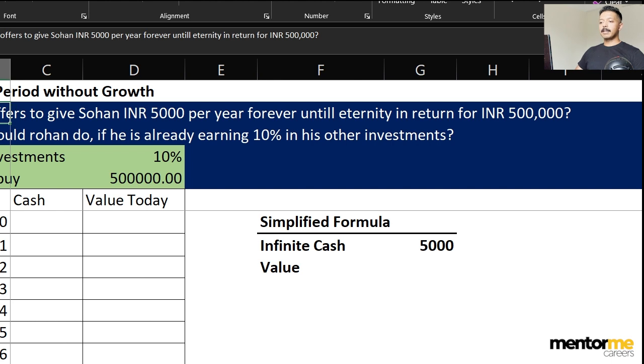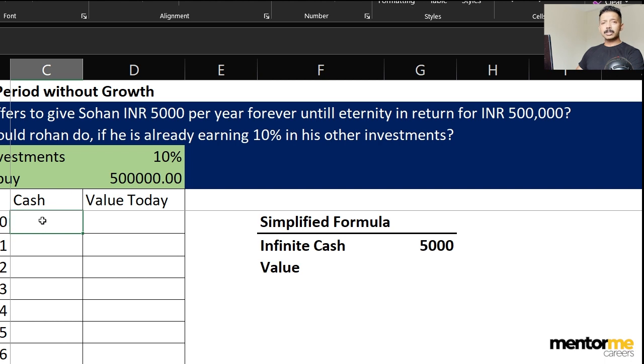Okay, so I've given an example here. Rohan offers Sohan 5,000 per year forever until eternity. So there is no time limit. It can be 1,000 years, doesn't matter. Okay. In return, if he gives him 5 lakhs today, the question is, what should Rohan do if he is already earning 10% in his other investments, which means 10% is the discounting rate. So let's do a simple calculation which will show you how to derive this value very conceptually without remembering any formulas.